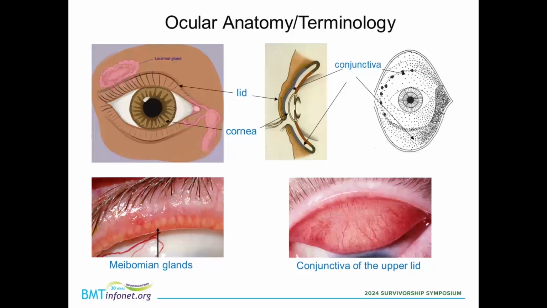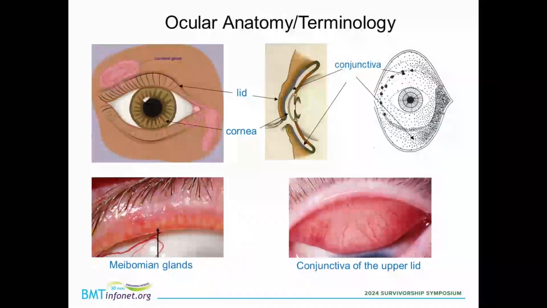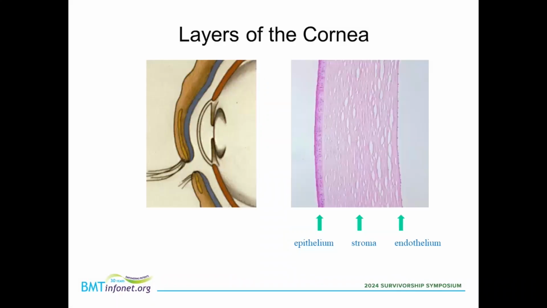This is more just to locate these. They're not inside the eye. They're on the lid margin. And we also, on the bottom right-hand side, see what the conjunctiva looks like on the inside of the upper lid. And this is a normal-looking conjunctiva with normal blood vessels. And this is important because as we talk about the disease of the conjunctiva, I'll show you some pictures of what abnormal looks like.